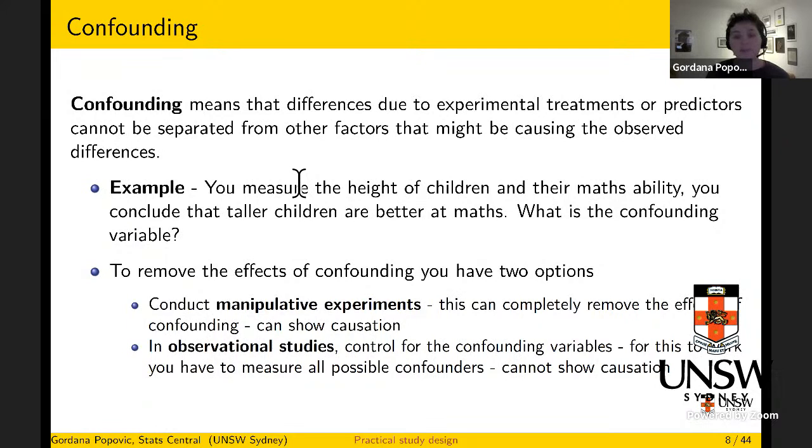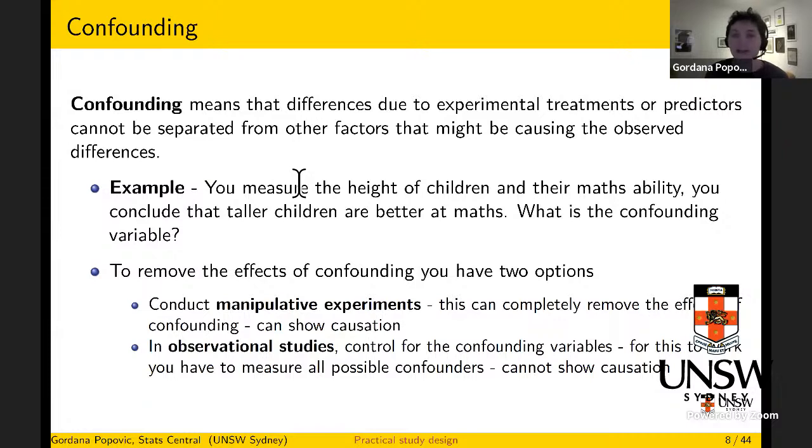So we've got two options to remove the effects of confounding, because we don't want to conclude that taller children are better at maths. We know that if we control for age, we'll find that the height of children doesn't have anything to do with their maths ability. Two children that are the same age and different heights will tend to have the same maths ability on average.